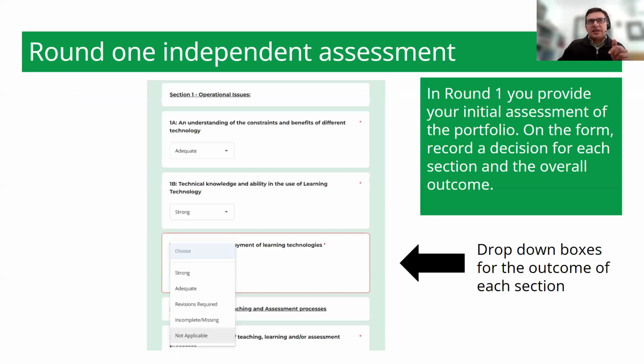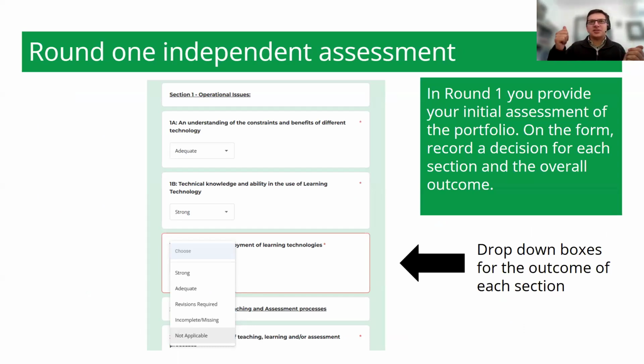The Google form looks like this. It's a form, it's got sections, and it's got the choices for each section of strong, adequate, revisions, incomplete, or not applicable. Now, not applicable will probably be if... I don't know why it'd be not applicable. To be honest, it might be missing, or it might be, well, no, because missing's there.